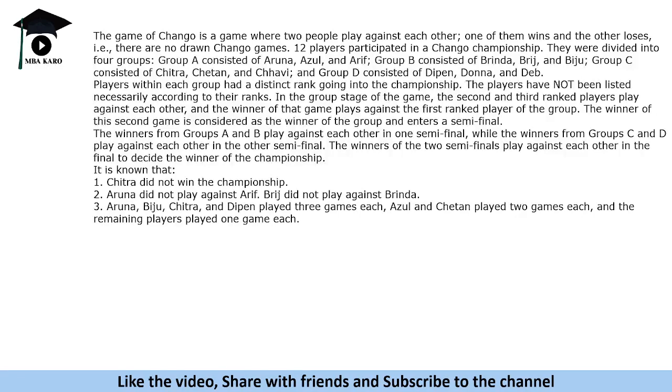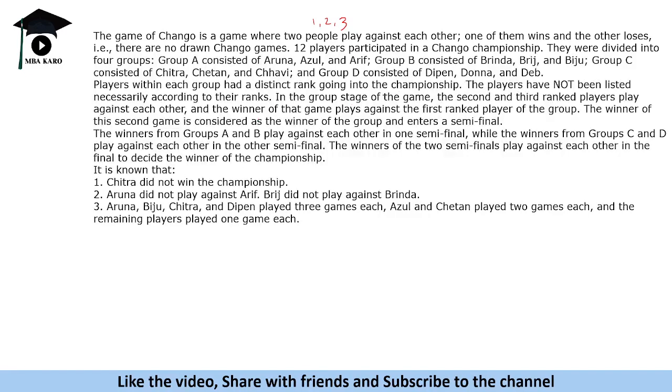Group A consists of 3 people like Aruna, Azul, Arif. So just skipping this part. So basically 3 people names from A, 3 people names from B. Just need to skip through this information and read ahead. So it says players within each group had a distinct rank going into the championship. So they were rank 1, 2, 3 within groups. Okay, the players have not been listed necessarily according to the rank.